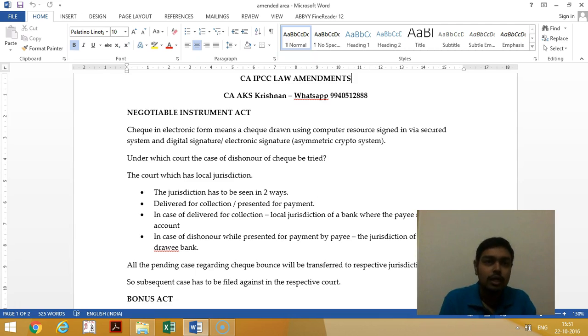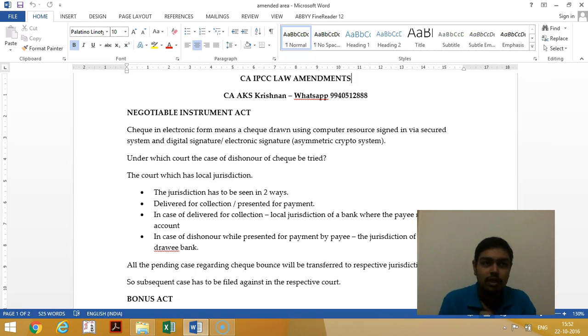So this is the technology used for the cheque which is drawn in electronic form. A cheque drawn in electronic form is drawn via a computer resource and signed by a secure system, that is a digital signature or an electronic signature, with an asymmetric crypto system. This is the first amendment, and the second amendment in the Negotiable Instruments Act is which court will try the dishonor cases.